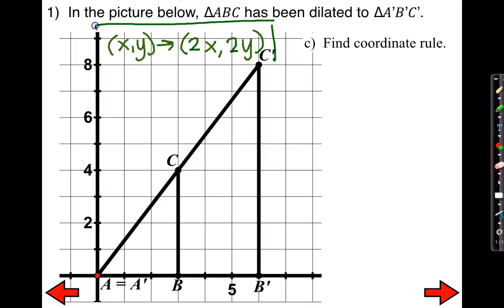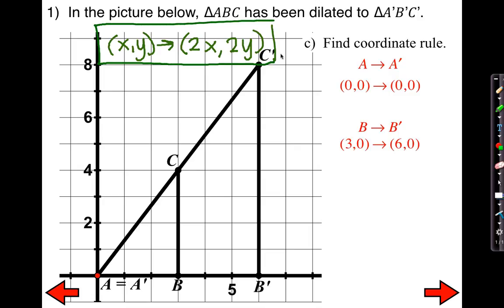So here is my coordinate rule. However, I do want to show you a different method. What you could have done as well is looked at the different ordered pairs. So for example, how did A become A prime? It went from (0, 0) to (0, 0). Unfortunately, this is not going to help us too much, so we can move on to the next point, which might be B to B prime.